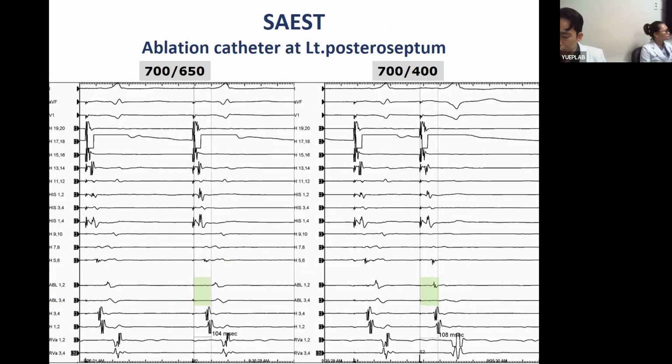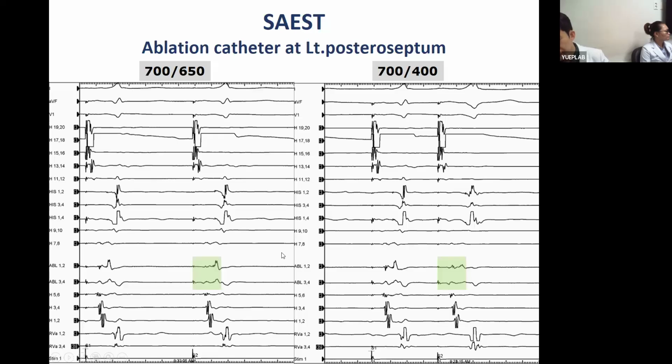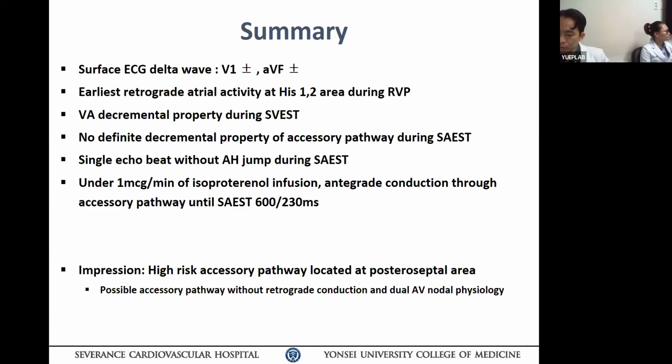We found, I guess, like that at the posterior septum, and we checked the fundamental property of accessory pathway, which always be. We repeat the test, but there is no definitive non-direct path. So this is the summary. This is to show the possible posterior septal location of the accessory pathway.